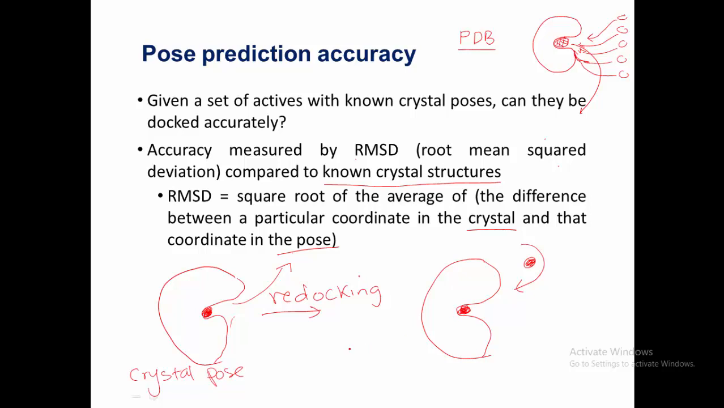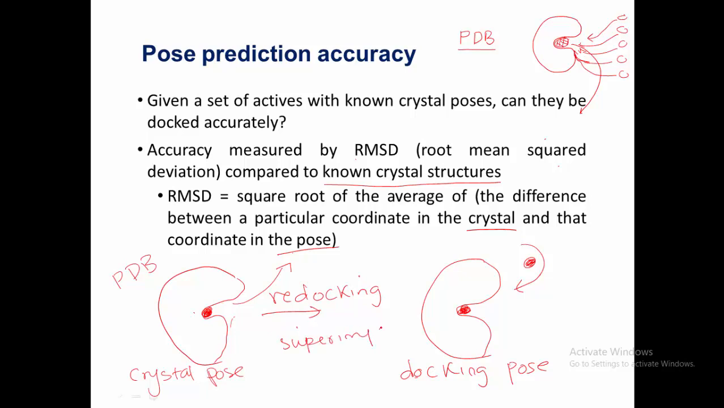Then you compare. So now this is the crystal pose, and we call this the docking pose, because this is generated from molecular docking, and this is already obtained from the Protein Data Bank. It is raw data or raw structure. So then you overlap this with this. Superimpose them.